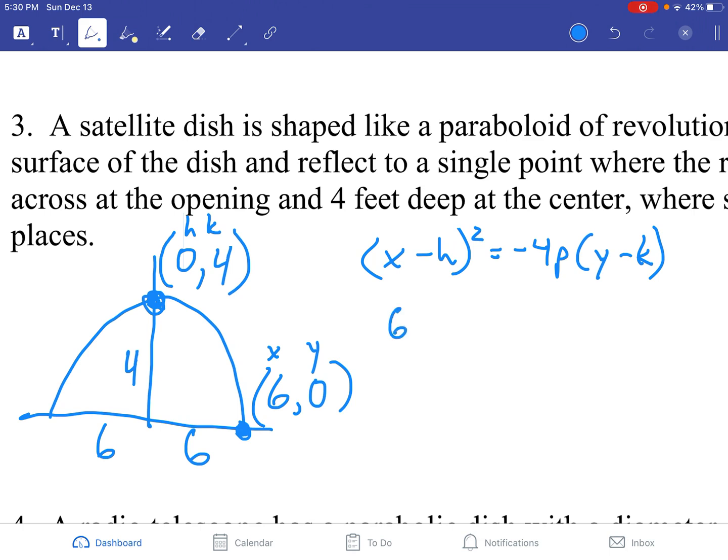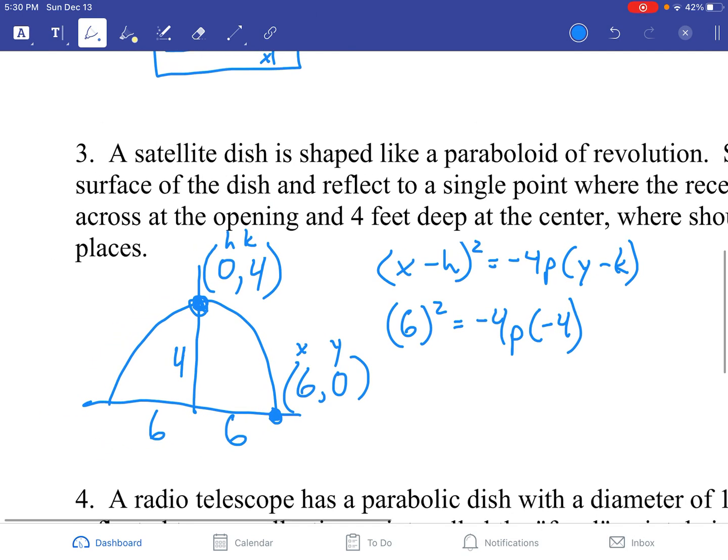X is 6, h is 0, equals negative 4 times p, y is 0, and k is 4. And there you go. There's your equation with the pieces in place, and all you have to do is solve for p from there. All right, but you don't need to solve because this is just about drawing the picture and then making the equation from the picture.